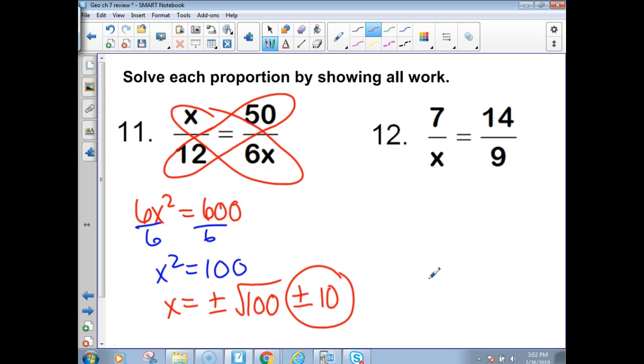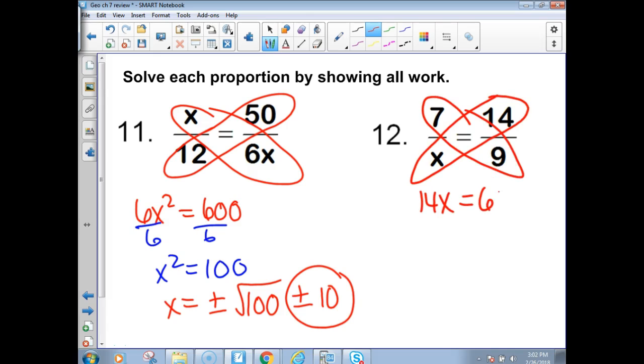Does the key say that on number 11? I didn't check that, the key on that, on your last page. Does it say plus or minus 10? All right. Pardon? Yeah, 14 times x equals 63. You just got a decimal on number 12. Don't remember what that is. 4.5. Thank you.